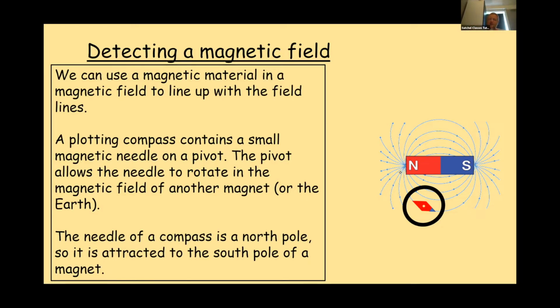magnetic field. So if I have a plotting compass on the palm of my hand and it's pointing north, if I turn 1/4 to the right, the needle will twist 1/4 to the left to still point north. The needle of a compass is a north pole, and so it is attracted to the south pole of a magnet.